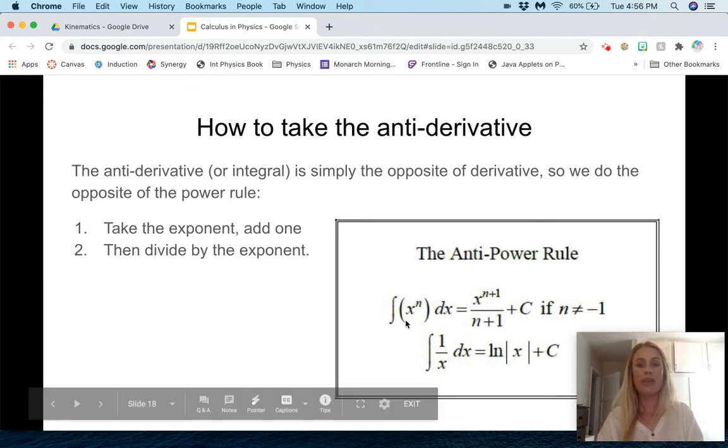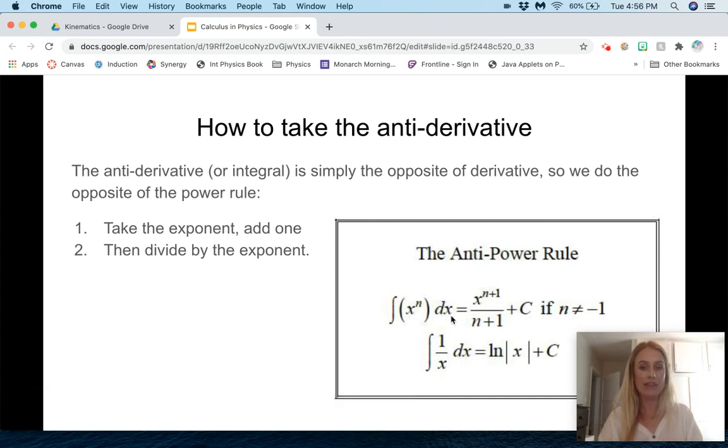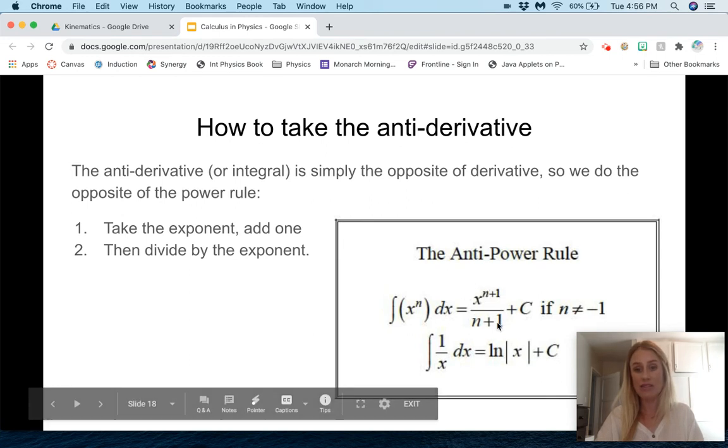So what this notation looks like is the integral of x to the nth power with respect to x. Remember how we had d over dx for the derivative? That looked like we were dividing by dx. Here we have times dx because this again is the opposite. We're taking the antiderivative, the anti-power rule. And then we add 1 to the exponent and divide by this whole thing.